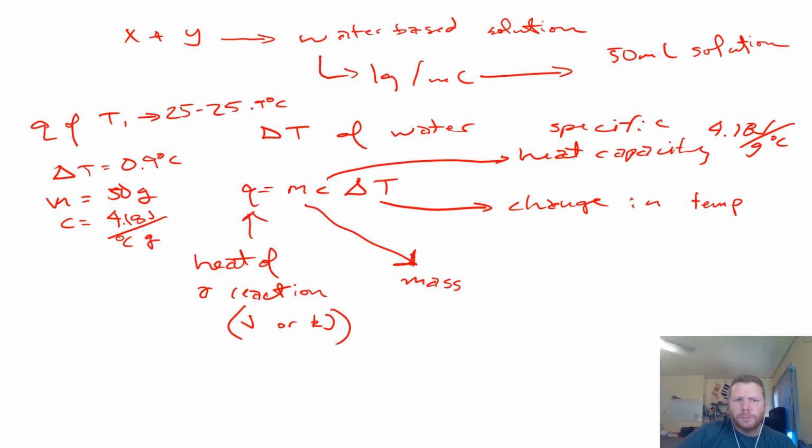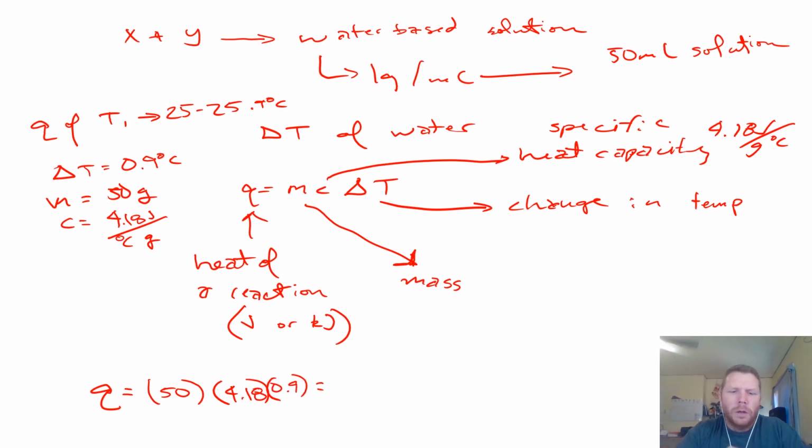So to figure out Q, that's going to be 50 times 4.18 times 0.9, which is equal to, I've got my calculator right here, 50 times 4.18 times 0.9 equals 188.1. My units here are joules.